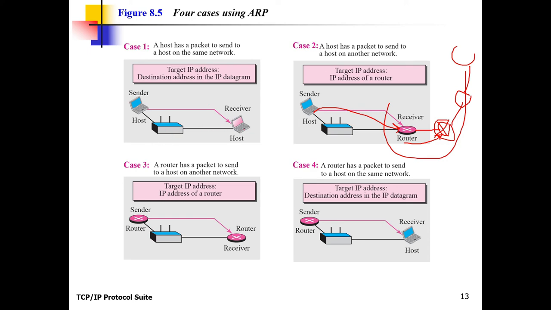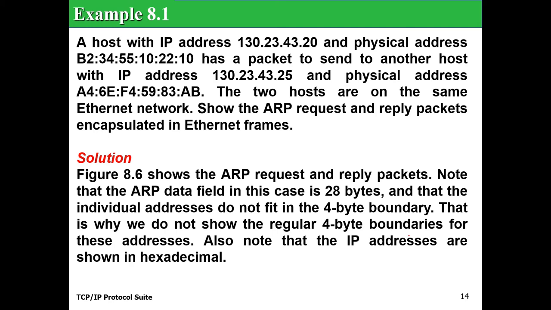Usually in the physical layer, we are sending data hop to hop. Hop by hop. So this is case one, host to host. Case two, host to router, and then router to router, and then you have the router to the host. In all of the cases, we need to get the IP address of the destination.